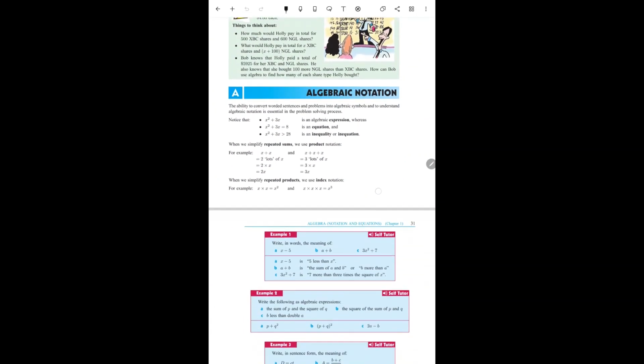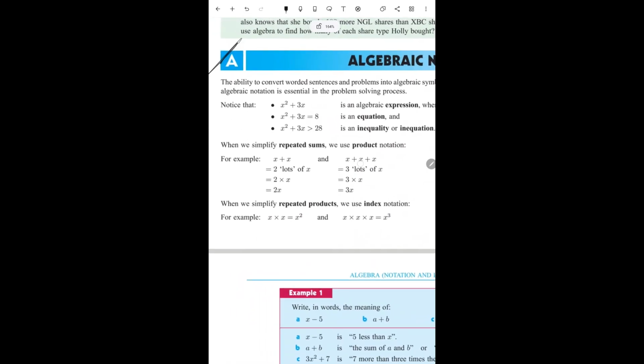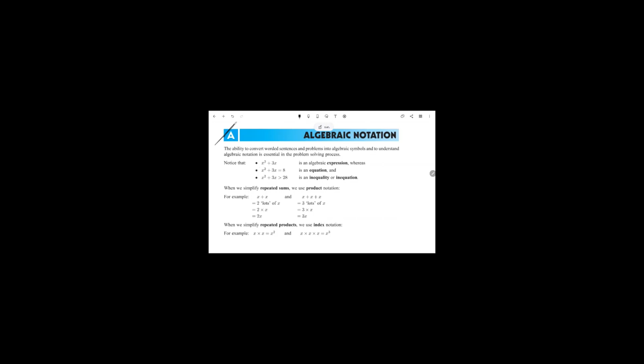At the very beginning, we would like to start with part A, algebraic notation. Here we have to notice some key points and key issues that we mentioned earlier during last academic year.